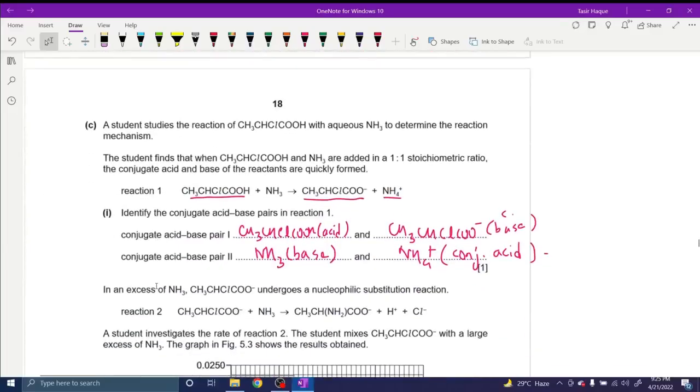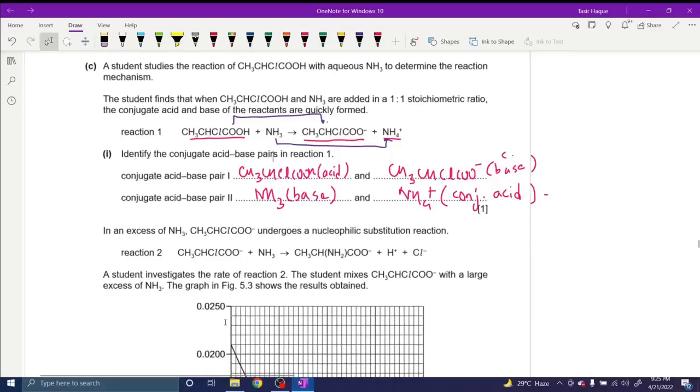A student studies the reaction of 2-chloropropanoic acid with aqueous ammonia to determine the reaction mechanism. The student finds that when CH3CHClCOOH and NH3 are added in a 1:1 stoichiometric ratio, the conjugate acid and base of the reactants are quickly formed. So what's the first pair? 2-chloropropanoic acid is the acid, and this carboxylate ion is the conjugate base, the anion. And ammonia is the base, while the ammonium cation is the conjugate acid. Okay, these are the two pairs.